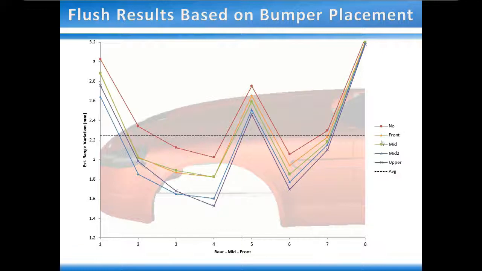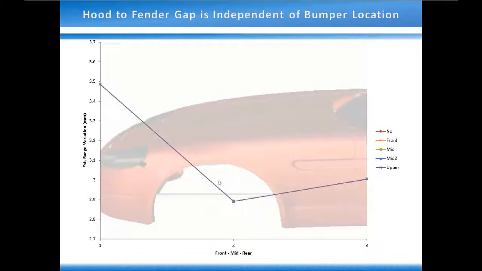So then we tried the front bumpers, which are over here, and you can see that's a little bit better. Mid bumpers here, a little bit better again. And then we have a second mid measurement and an upper measurement. And you can see they're crossing. Sometimes it's better, sometimes it's worse, depending on the location that we took the measurement. So we have an average variation here, and basically we can look at these results and decide which would be the best option for placing our bumpers.